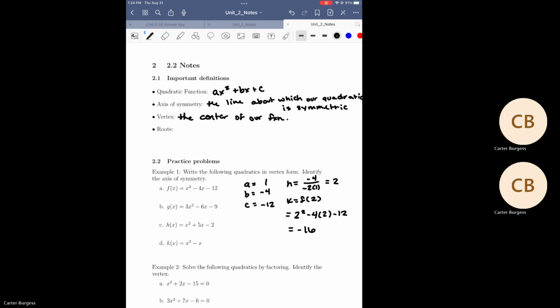So what is our function? Well, f of x is going to be equal to a, but what is our value of a here? Found that right at the beginning. a is just 1 times x minus h, so x minus 2 squared plus k, so that'll be minus 16. And this is our vertex form.